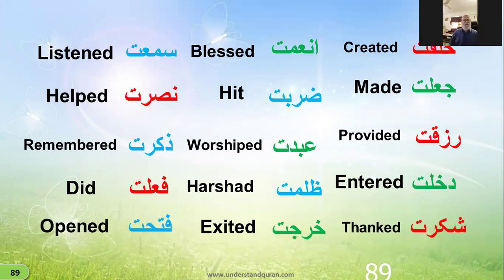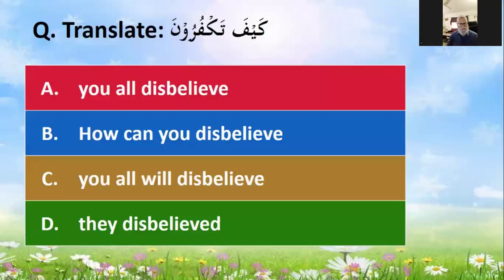So these are the words of ta with dhamma, ta with fatha, ta with kasra, ta with sukun. And you can make the four types of different verb forms. Let's have a few questions.